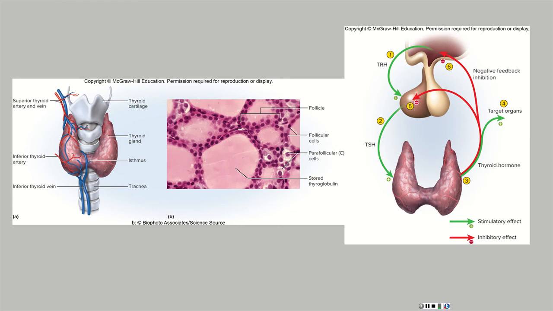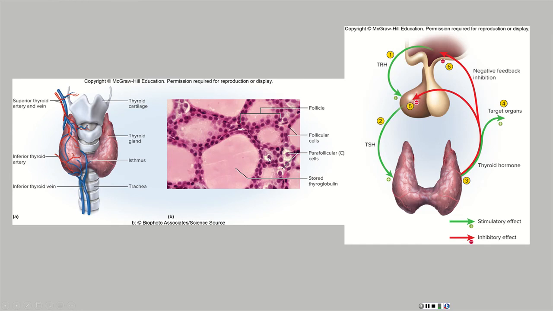And here, this is where the thyroglobulin and the iodine come together to make two separate hormones, T3 and T4. Collectively, they are called thyroid hormone. We will talk about those in just a minute.